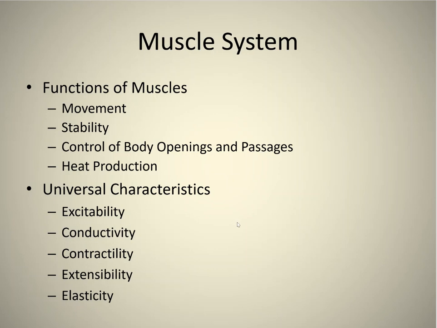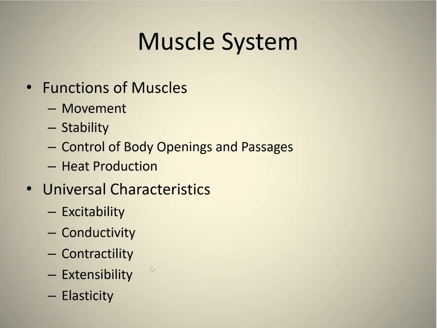And the universal characteristics of muscle: it's excitable. So it's just like nerve in a sense. Nerve and muscle are both excitable. Action potentials can be generated. And then conductivity, they can be conducted along the membrane of muscle. Contractility, obviously muscle contracts. Extensibility, muscle can extend as well as contract. And elasticity, it's elastic. It's like stretching a rubber band. So these are all universal characteristics of all the types of muscle.